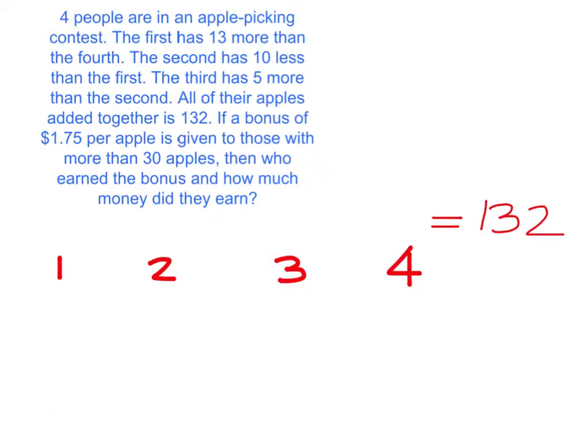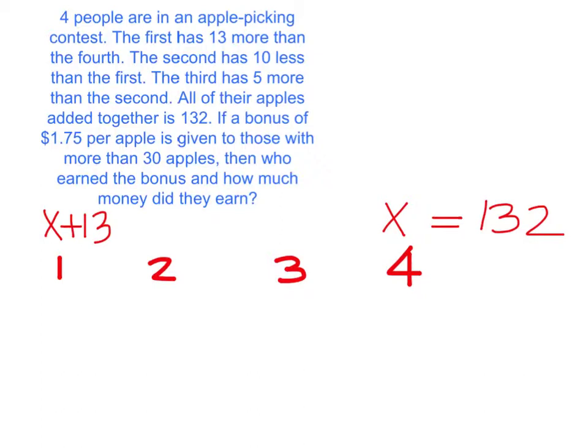Then you have an x on 4. X on 4 is right. The first has 13 more than the fourth, and the fourth is not referenced anymore after that. So if the first has 13 more than the fourth, what do I put for the first? X plus 13.